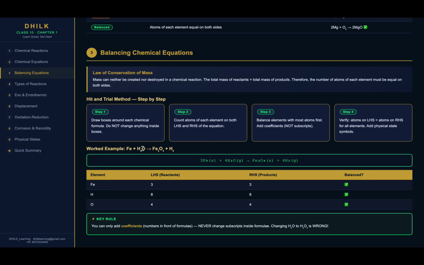How many oxygen atoms? 1 oxygen atom, but on the product side there are 4 oxygen atoms. So this equation is not balanced. This is just a skeletal equation. So now we have to balance. You can start from the iron.